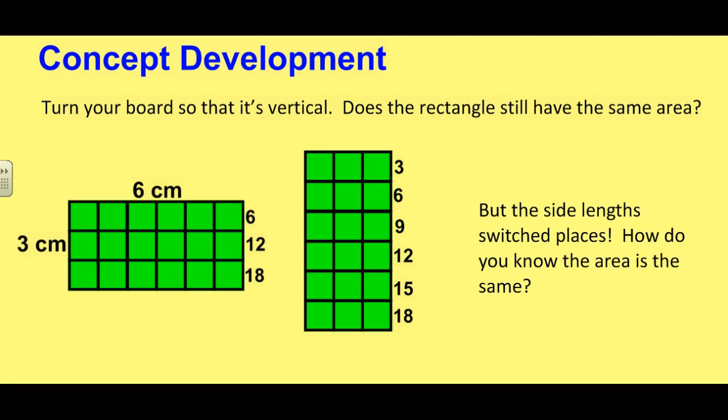Okay, turn your board so that it's the different way, so you are turning your rectangle to look a different way. Do the rectangles still have the same areas? Yes, they still have the same areas, even though the side lengths switched places. We know that they have the same area because they both still have 18 square centimeters. So they both still have the same area even though they're turned. And that's kind of like what we did with the commutative property a few modules back, where we just turn our array. We still have the same area, it's just turned a different way.